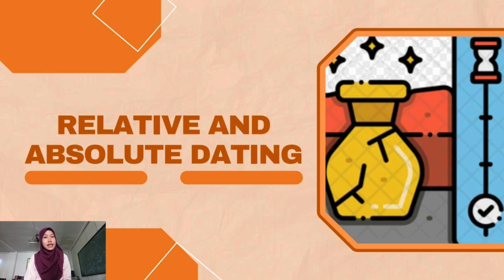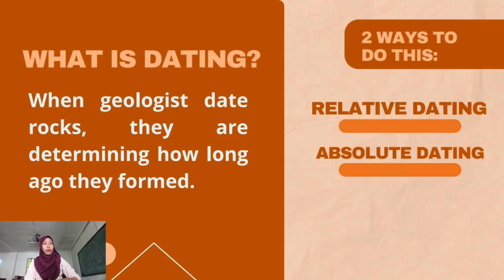Today, I will be discussing relative dating and absolute dating. So firstly, what is dating? Dating is not a word that you might think of, but it is when geologists date rocks, they are determining how long ago they were formed. So dating is a method used by geologists or archaeologists when they want to know the age of a rock, fossil, or artifact and how long ago it was formed.